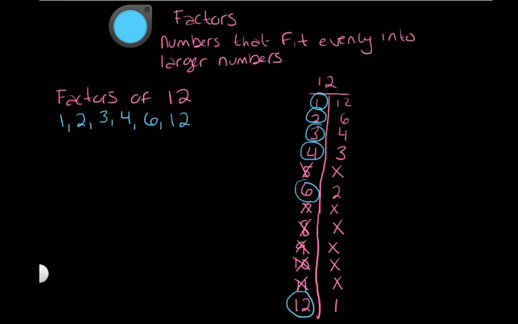So I need you to know that factors are numbers that will go evenly into that number. So all of these numbers, 1, 2, 3, 4, 6, and 12, go evenly into 12. All right, that's going to be really important as we move on today. Now, greatest common factor. So let's go to another page here. Let's clear this.